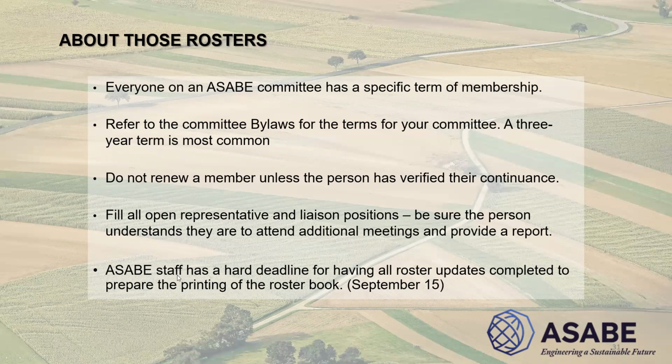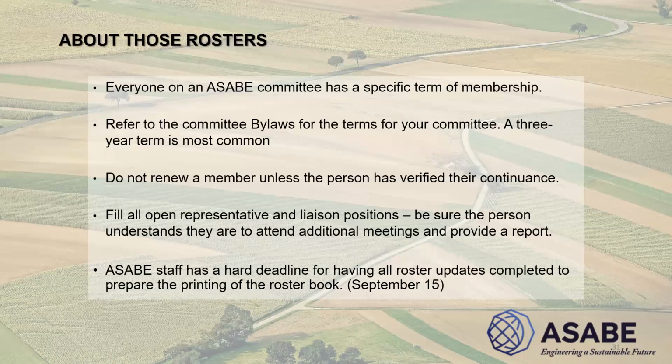And the ASABE staff has a hard deadline for having the roster updates completed to prepare the printing of a roster book, which is September 15th, which is why if you were to look at the rosters online, the end date is always going to be September 15th. So if we have not been able to update you on any of your committees by that date or anyone else, they automatically drop off.